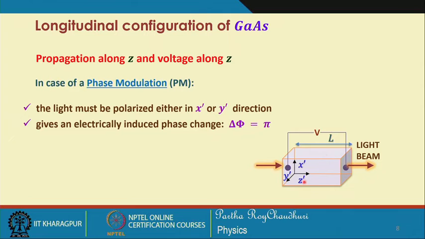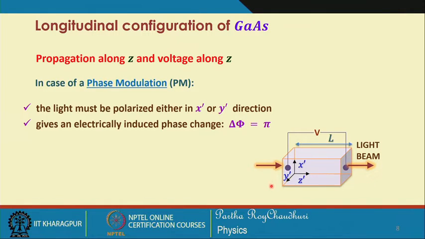The crystal undergoes a rotation of the principal axis system about z, so z and z prime remain the same. In this case the light must be polarized either in the x dash or y dash direction, as I have mentioned, because once you apply the voltage, I only require the change in the refractive index along any of these directions, which will modulate the light, and there will be no analyzer at the output.